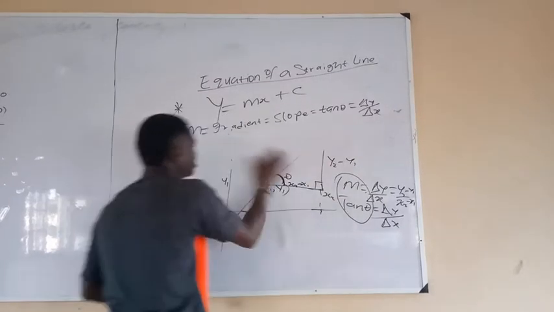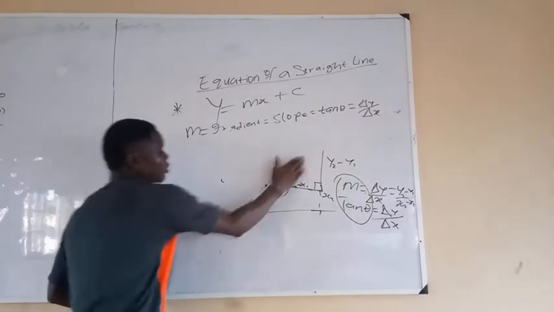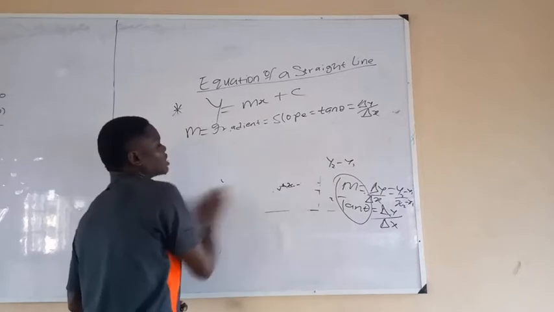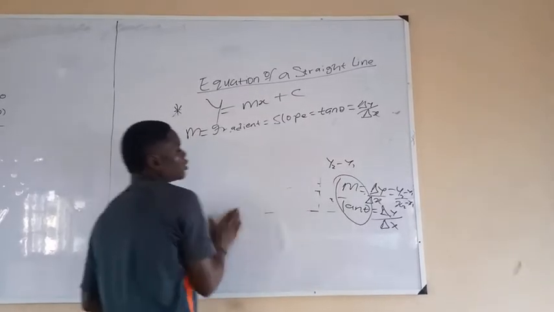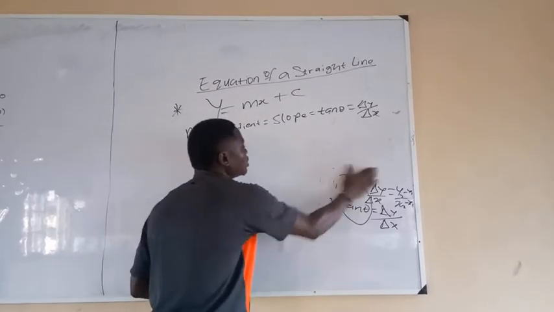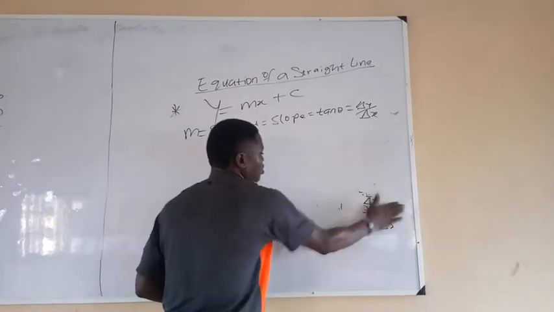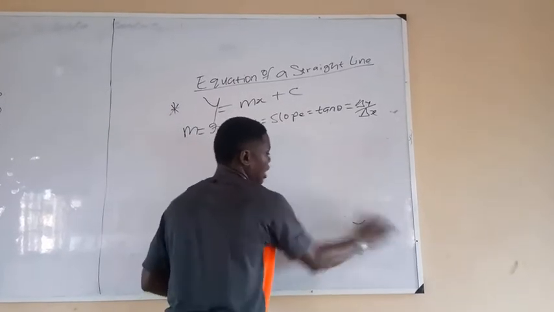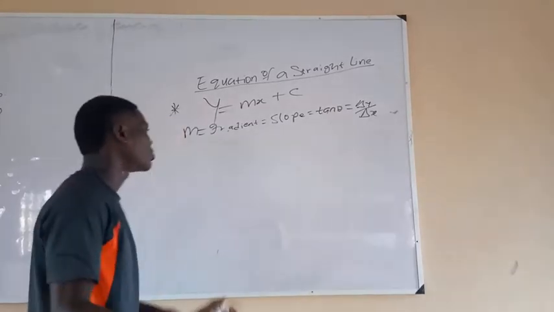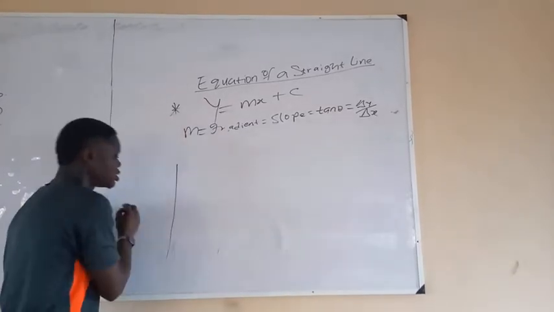Now let's define c. By observation, you will be confused already. I know some of you are confused about what c is. c is actually the intercept on the y-axis. Now let me explain what I mean by intercept. Look at this straight line.